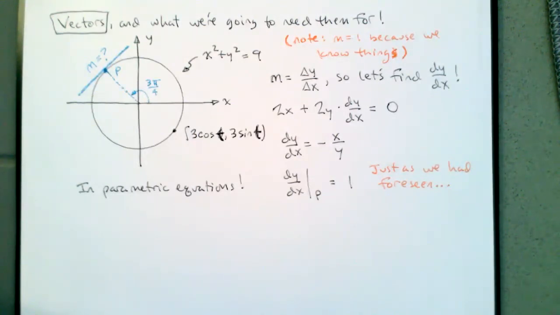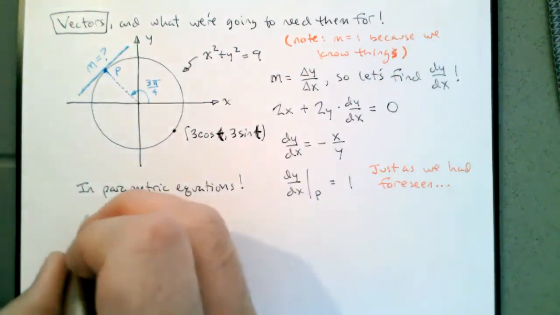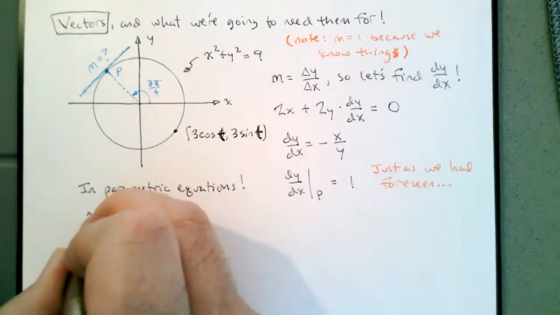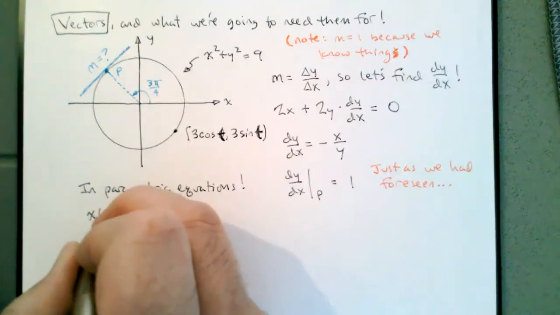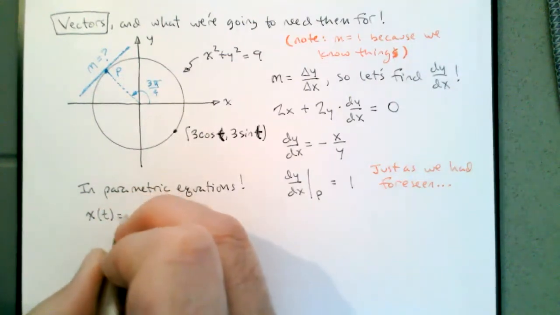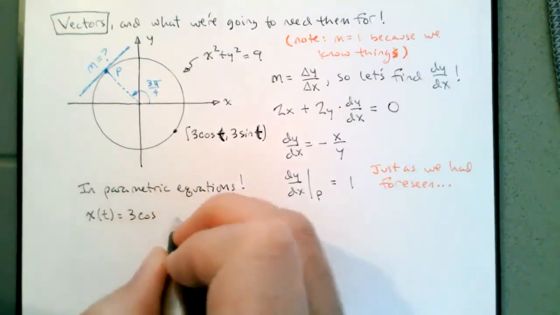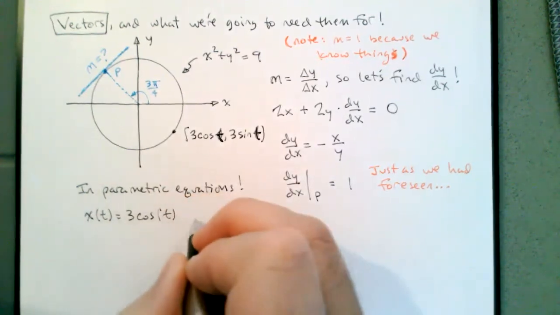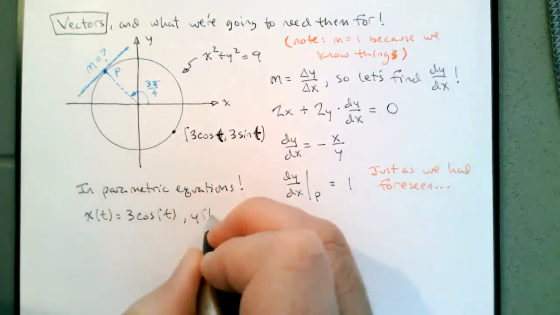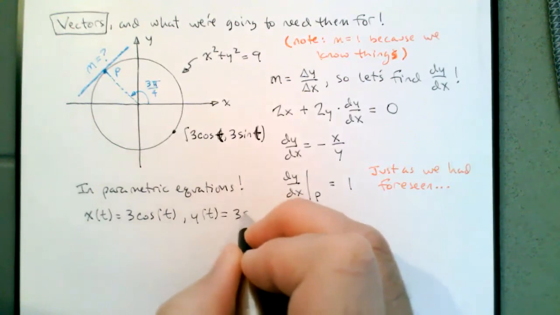So each point on this circle is 3 cosine t, 3 sine t. This is our favorite thing to parameterize. And in parametric equations, we can say x as a function of t is 3 cosine t, and y as a function of t is 3 sine t.